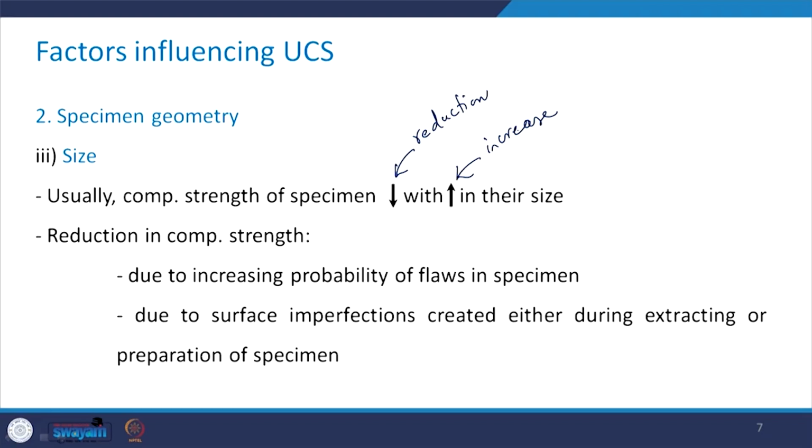Now, that can be because when you have a large specimen, there is going to be a larger probability of flaws in the specimen. Then, when you are preparing the specimen either in the lab or when you are extracting the sample from the field, there can be more surface imperfections in the larger specimen than in the smaller specimen. So, these are the two reasons that there are going to be more flaws in the specimen, and therefore there is going to be a reduction in the compressive strength if you take too large a specimen.